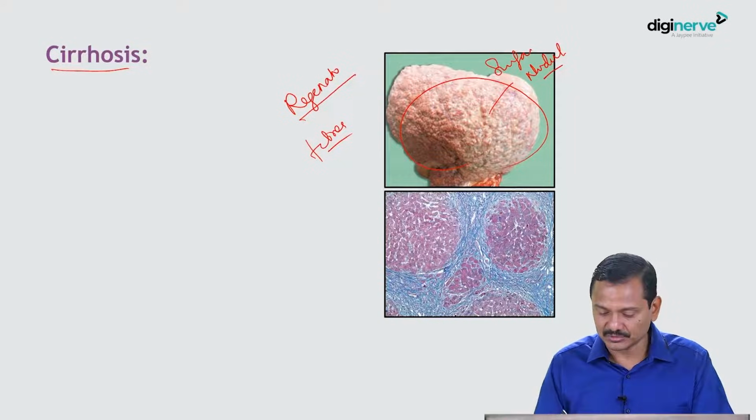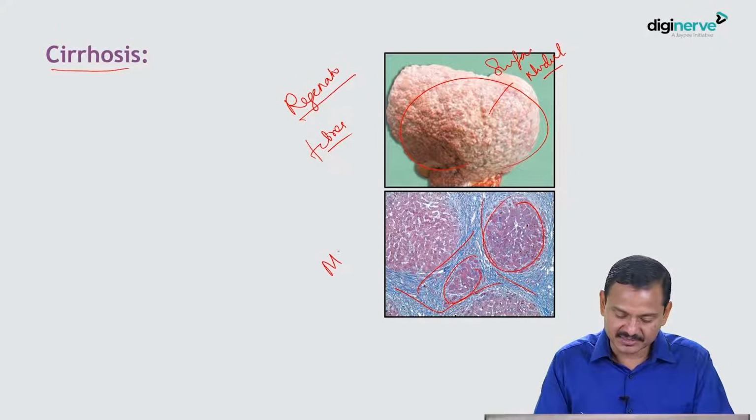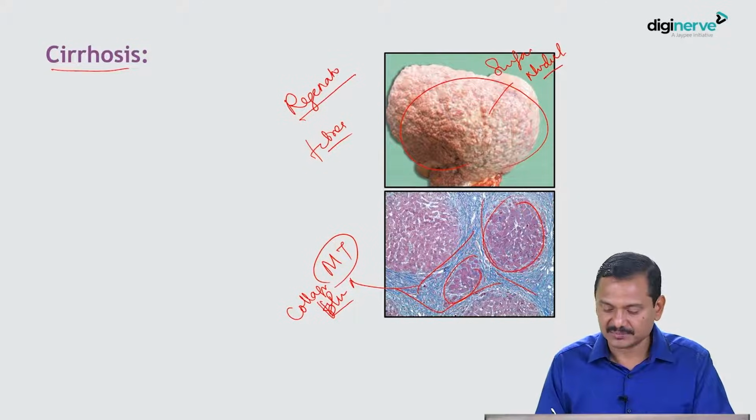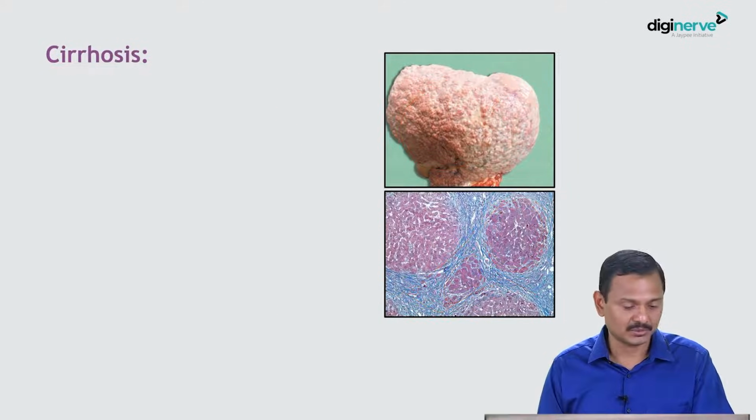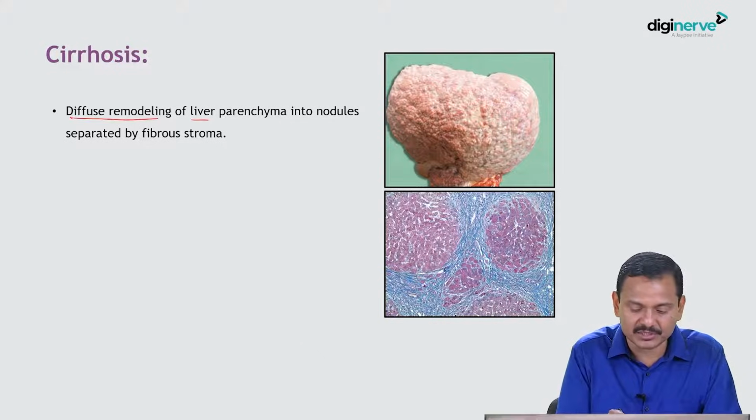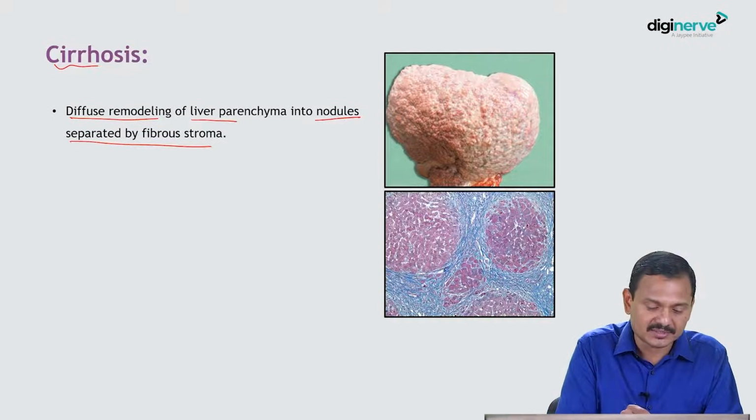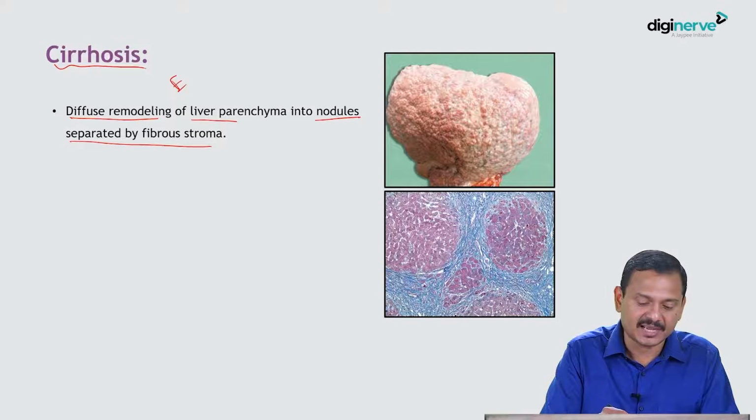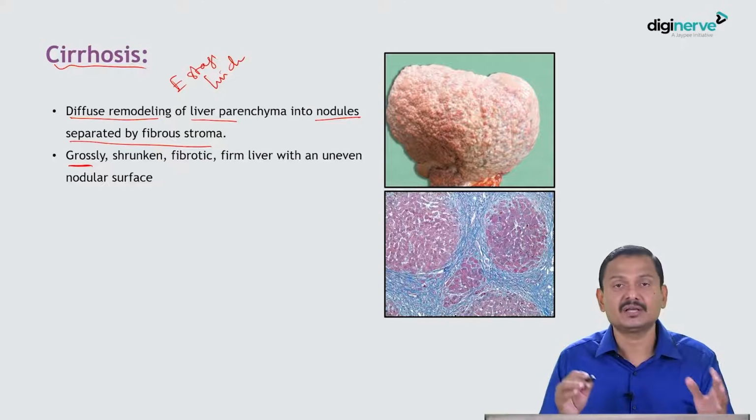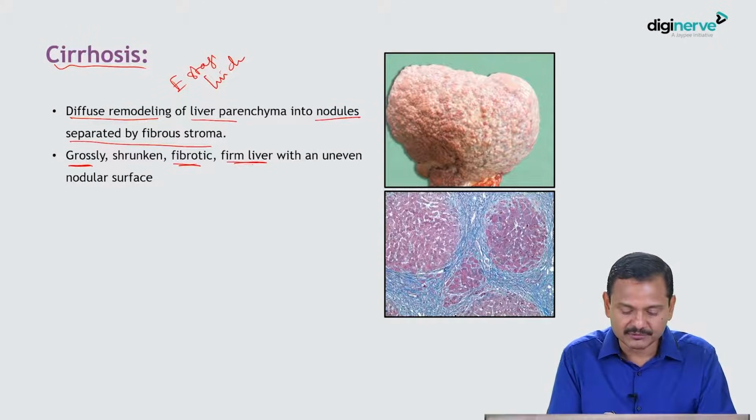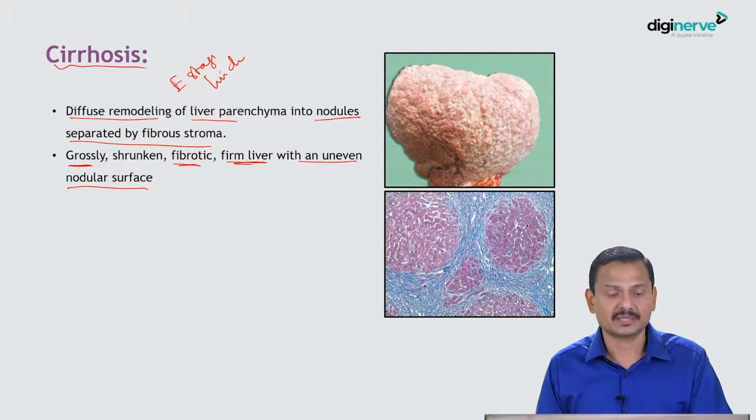If you see it in microscopy, here you can see the nodules and intervening areas, the blue areas. This is a Masson's trichrome stain in which the collagen appears blue, and so here there is a lot of fibrosis separating the hepatocytes into different nodules. So it is diffuse remodeling of liver parenchyma into nodules separated by fibrous stroma. That is the definition of cirrhosis, and it is an end-stage liver disease. Grossly, it is a shrunken, reduced in size, fibrotic, firm liver with uneven nodular surface.